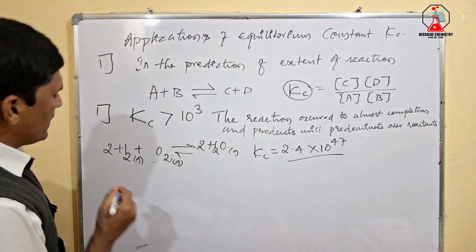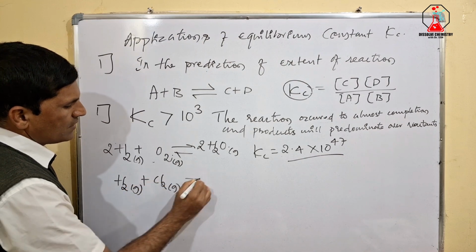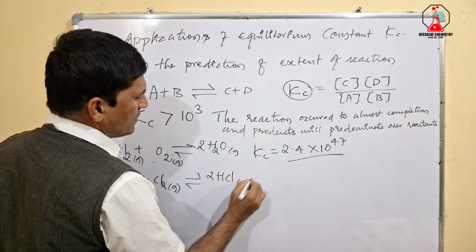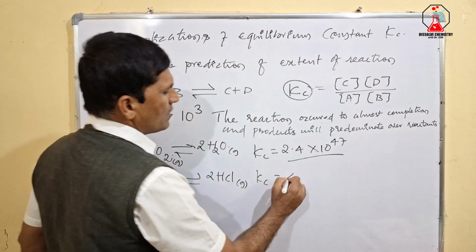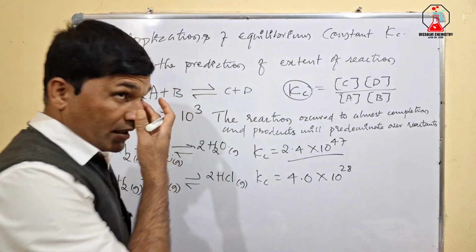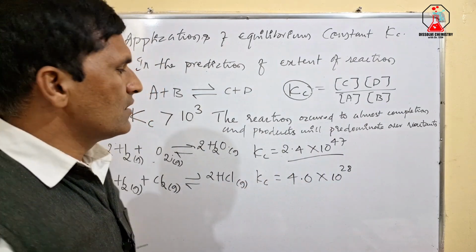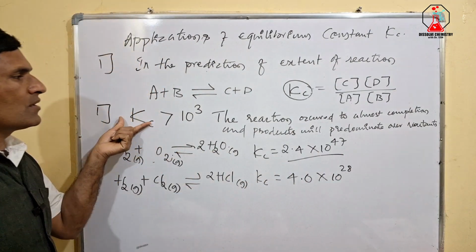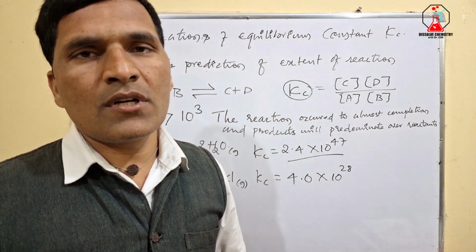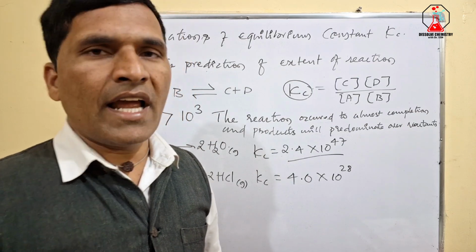Next, one example we will take: H2 gas combines with Cl2 gas to give 2 moles of HCl gas. The equilibrium constant value for the formation of HCl will be 4.0 into 10 to the power 28. All these have equilibrium constant values greater than 10 to the power 3, so they are almost on the verge of completion, or products predominate at equilibrium with respect to the reactants.